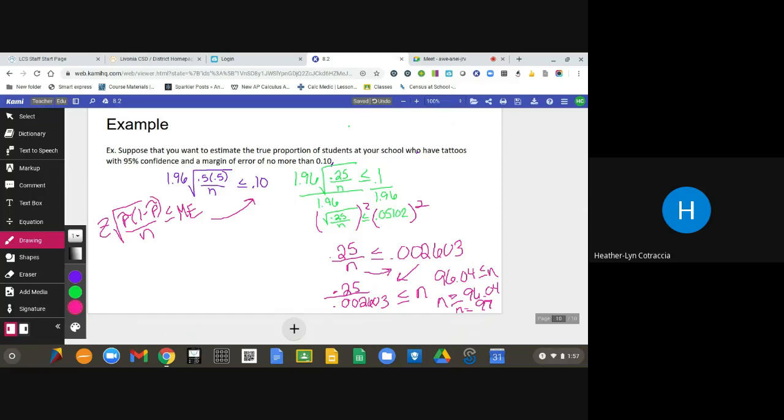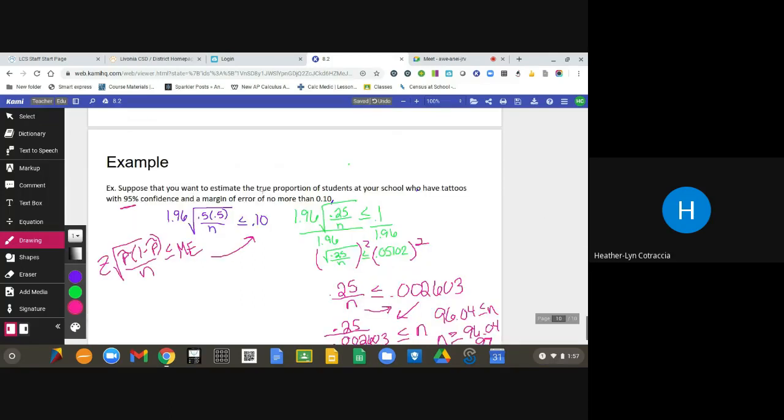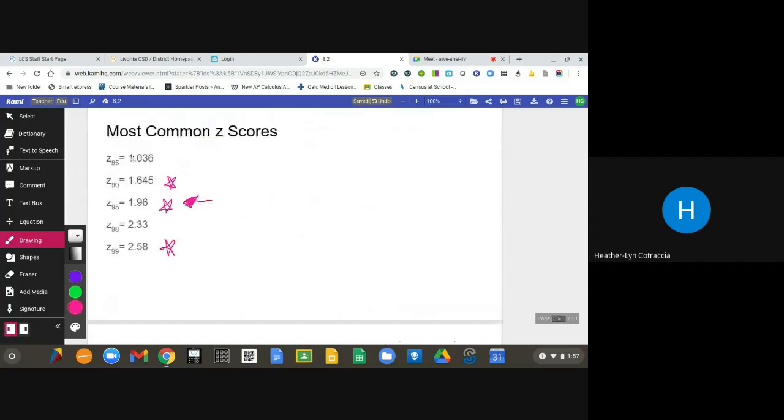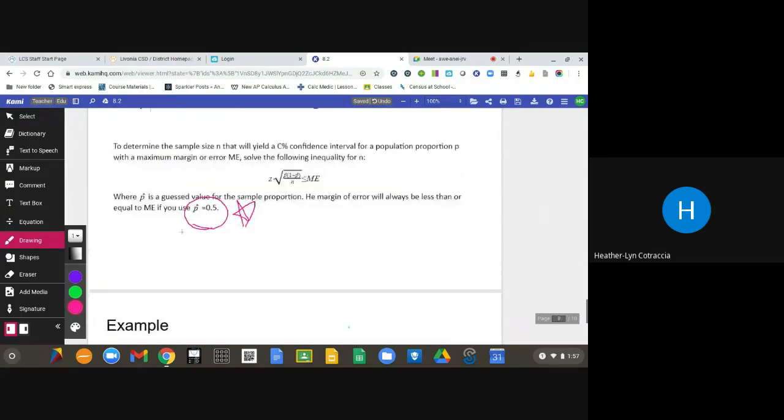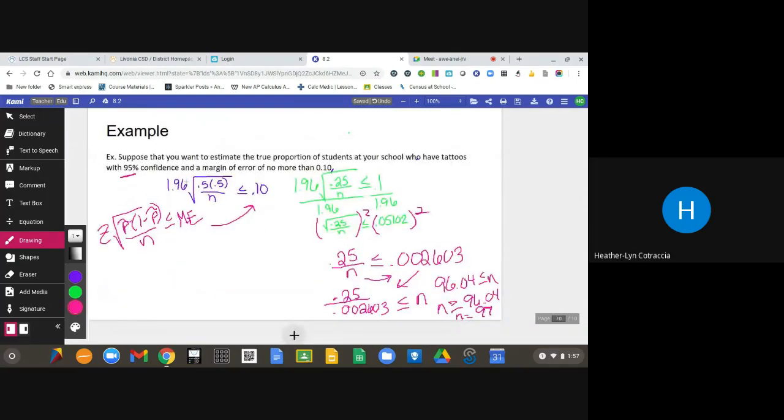And we are at a 95% confidence. So if you scroll back up, 95% is 1.96, which is where I got that z-score of 1.96. Okay, so start in the purple here. That's the equation without doing any math. Now I need to start to solve for n. So the first step when you're solving for n is you need to isolate the radical. So get this radical by itself, and I'm going to do that by dividing both sides by 1.96.